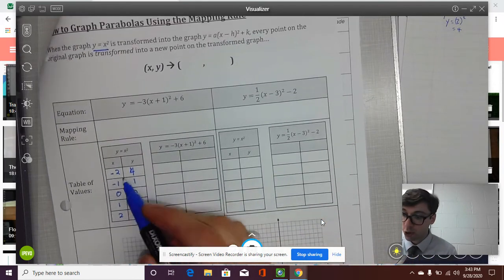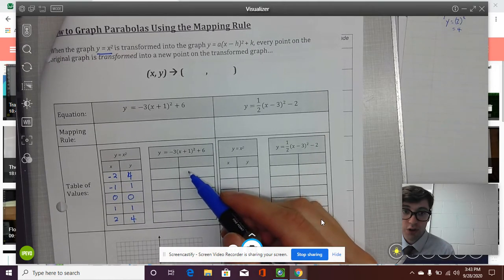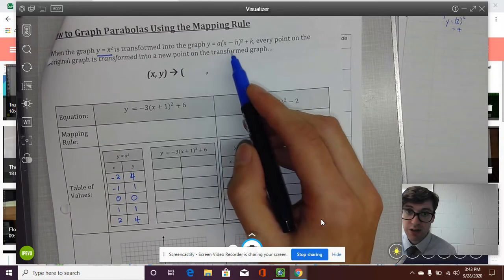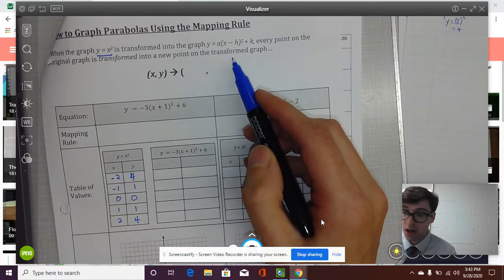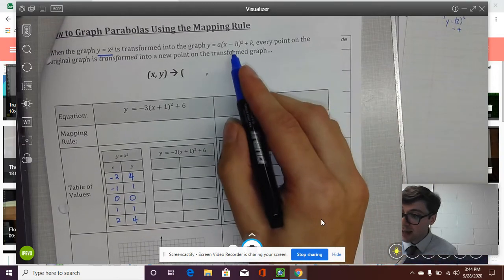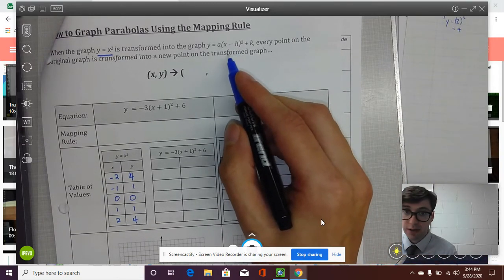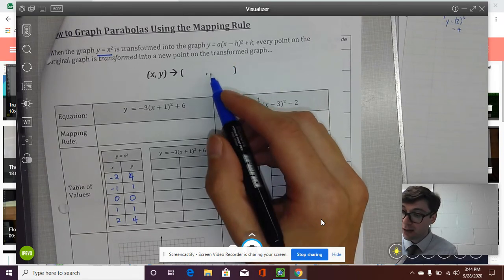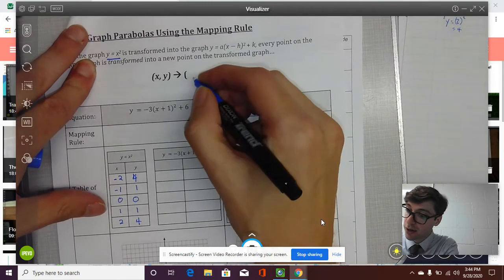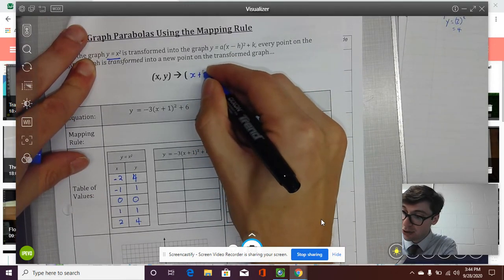And what we're going to do is we're going to transform each of these points into a point in our new parabola using what's called the mapping rule. And the mapping rule is going to use a, h, and k, those transformations, to create new points. So, for example, what does h do? Well, h moves the parabola right or left. Another way to say that is it's moving the x-coordinate of every point to the right or left. So when h is positive, we move to the right. So we're going to add h.